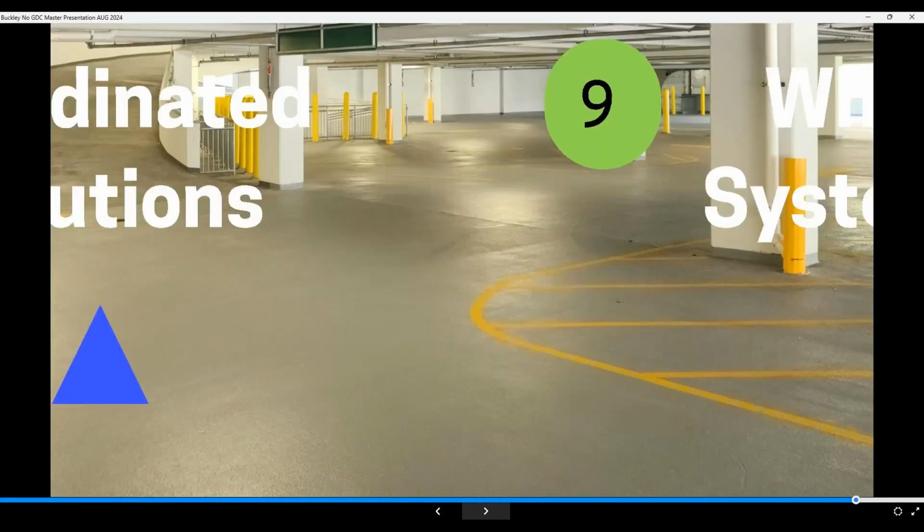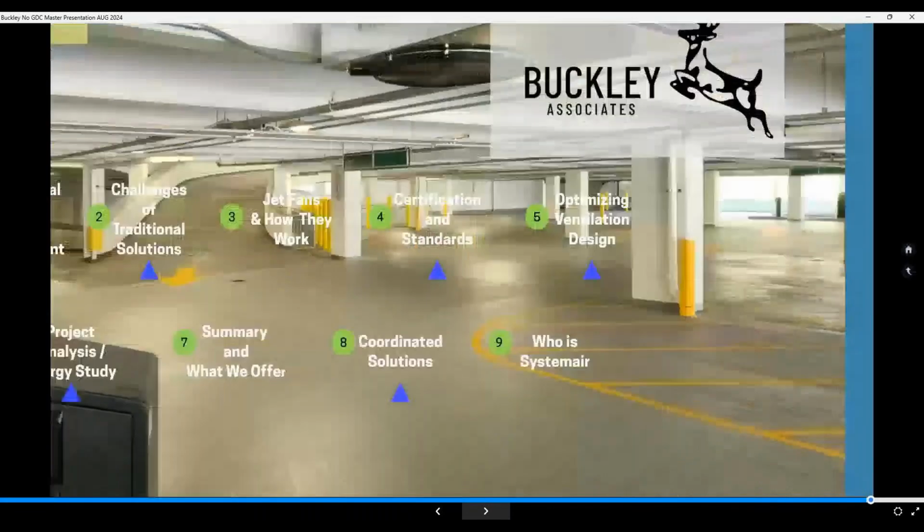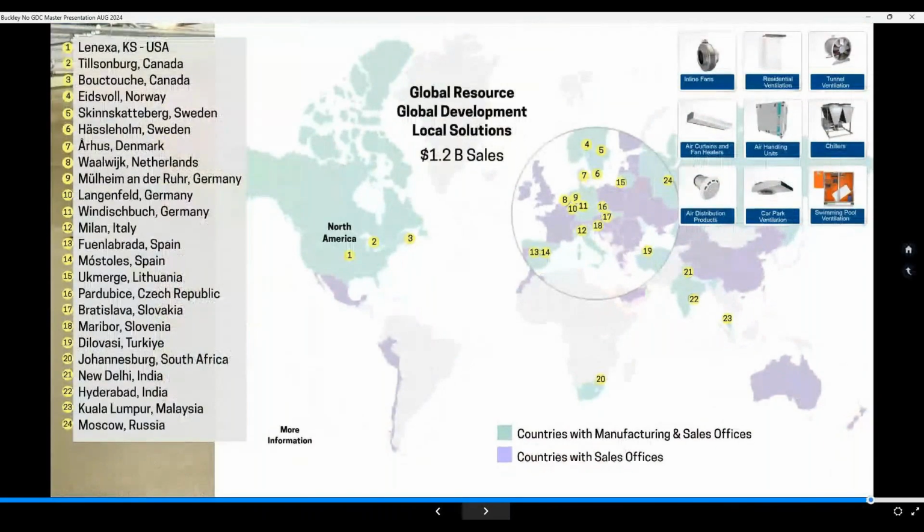So with that being said, I'm going to give you 2 minutes of who we are at SystemAir, because you may not be familiar with us. SystemAir, first of all, we are a global resource, global development, but we provide local solutions. Our last fiscal year sales was $1.2 billion. We have approximately 6,600 associates, and we manufacture in over 20 factories. And you see them located here throughout the world.